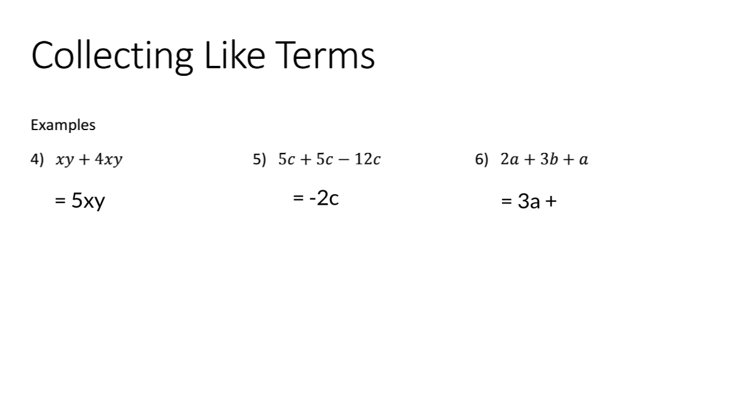Separately, I'm going to deal with the b's. I've got 3b, nothing else. So I'm going to put 3b on at the end. And that is me collected the like terms for that one. Instead of it being 2a plus 3b plus a, this is where the simplification comes in. That's the same as 3a plus 3b.